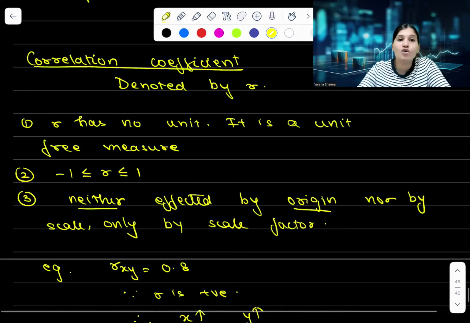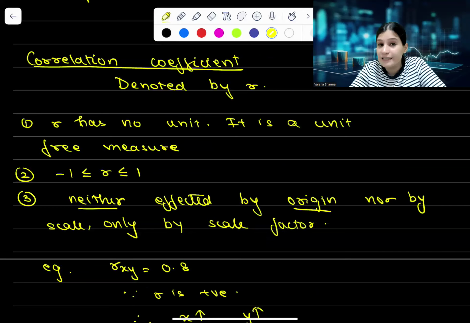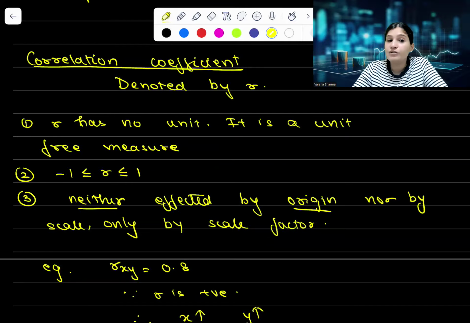So what is R? R is the correlation coefficient. It is a ratio. It will not have a unit. It is a unit-free measure. The value lies between -1 and 1, both included. It is neither affected by origin nor by scale, only by the scale factor. That means only by the sign. Clear? Yes, ma'am.